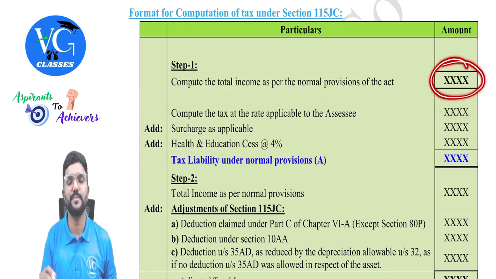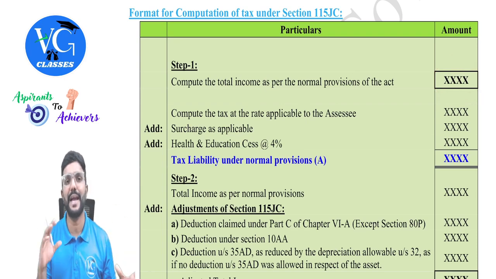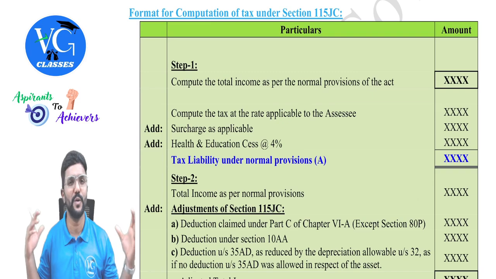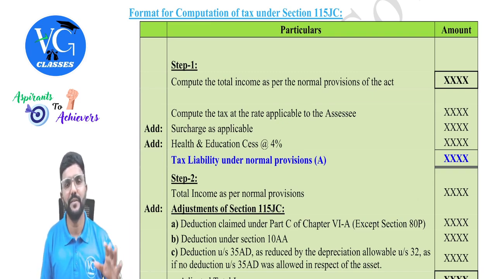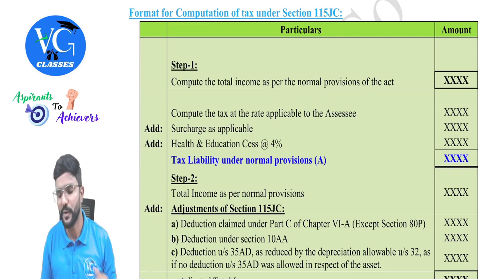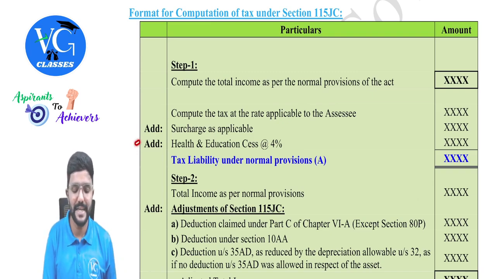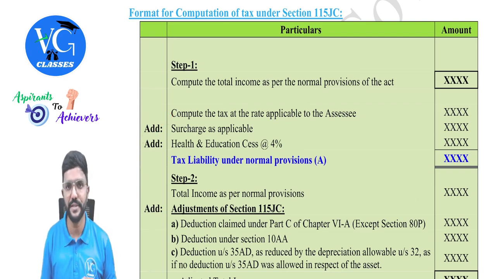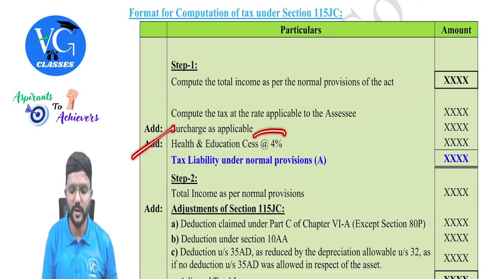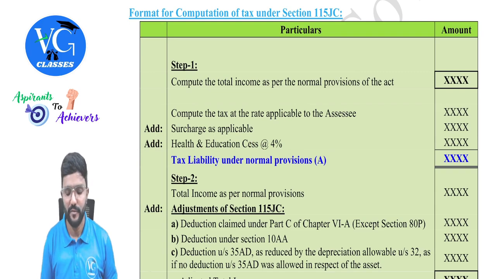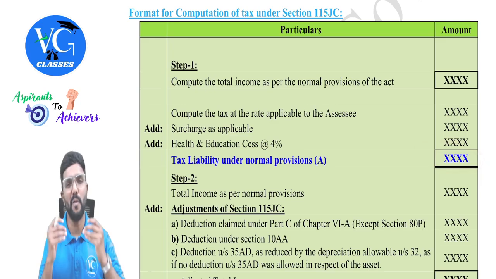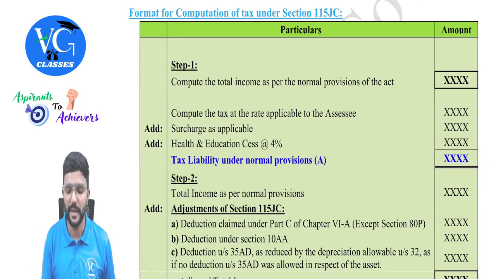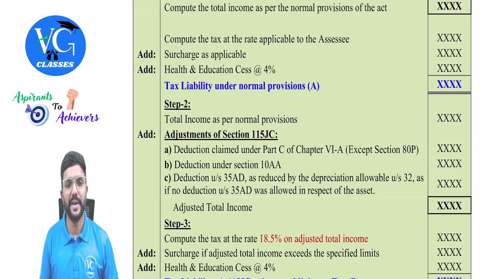And if total income is more than the specified limit of 50 lakh, 1 crore, 2 crore, 5 crore or 10 crore, then 10 crore will not come for an individual anyway. 50 lakh, 1 crore, 2 crore, 5 crore you can consider. Then you will add surcharge here at the respective rate. Then health and education cess will always be there at 4%. We will get the tax liability under the normal provisions. This is what we have already learned, guys. Keep it aside. Let us denote it by A.